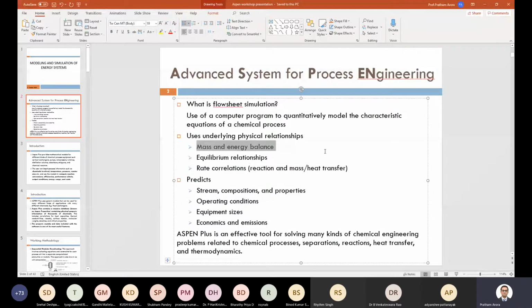Then this kind of software also predicts the stream compositions and properties. By properties, I mean temperature, pressure, and the different mole flow rates, volume flow rates, enthalpy, entropy, operating conditions. What is the operating temperature and pressure of the equipment? The size of the equipment. What is the volume of the equipment that I would need? And finally, the economics and the emissions. You just saw the example of economics and emissions.